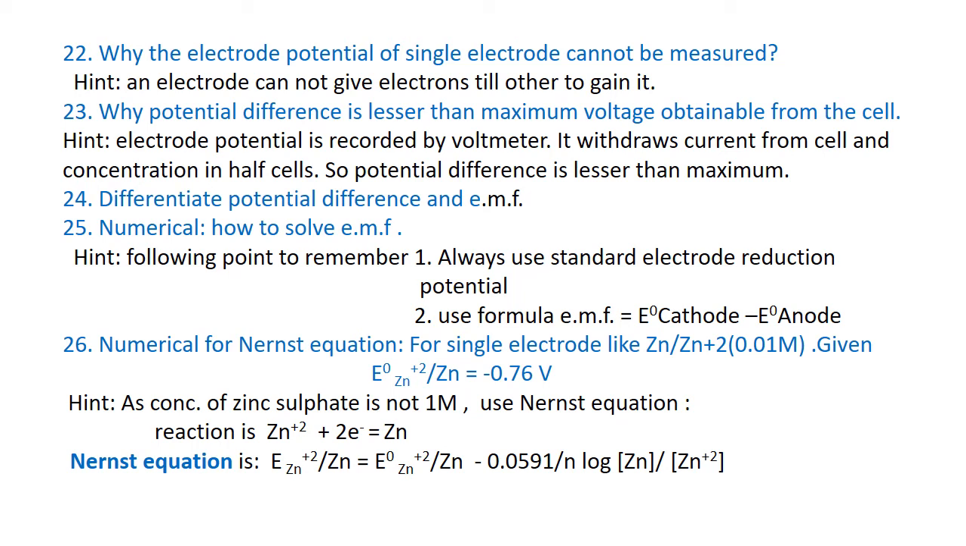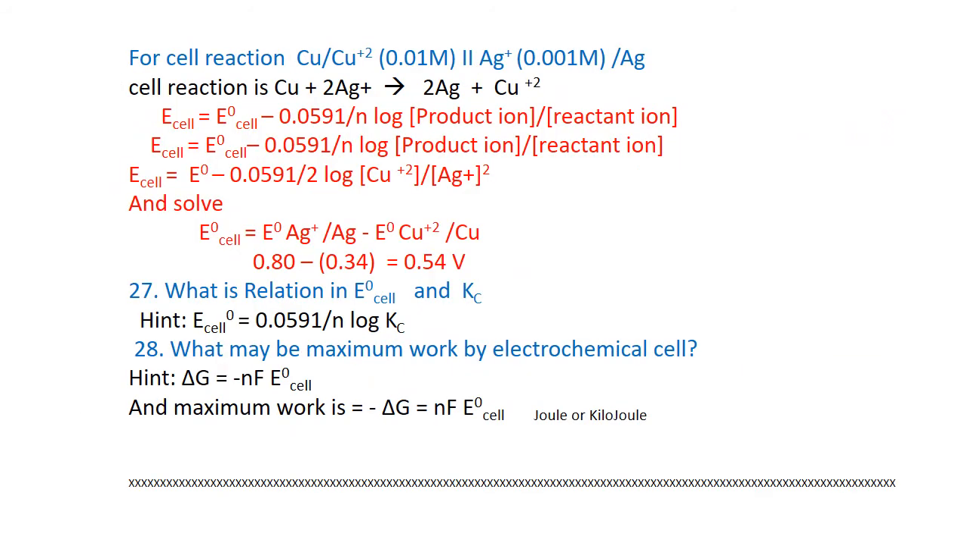You have to write every formula. You have to write down the formula first and you have to go step by step. Each step will give you marks. For the cell reaction, copper +2 concentration is given and silver plus with concentration 0.001 M. So left side is the anode, right side is the cathode. Cell reaction is copper + 2 Ag plus gives 2 Ag + copper +2.